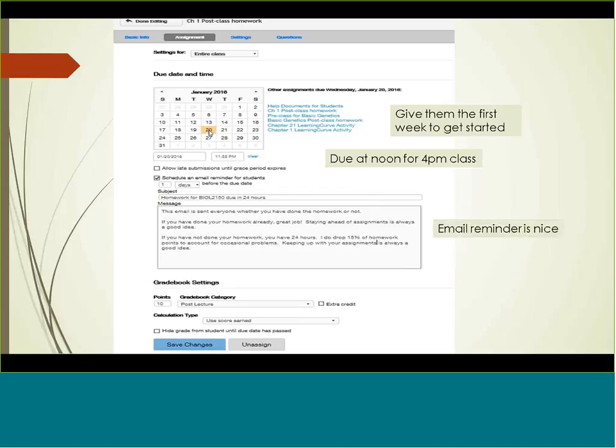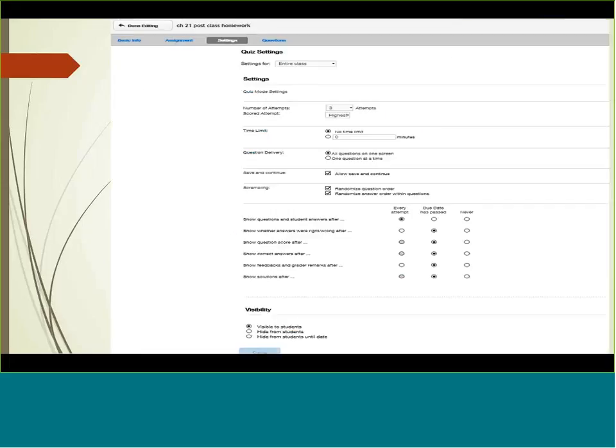The email reminder is always nice. Again, you have those over-enthusiastic students who are concerned that they did do their homework, and somehow you're saying that they didn't. So you do need to be ready for that.